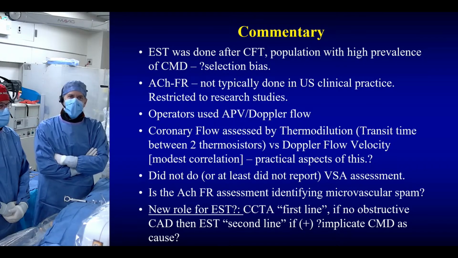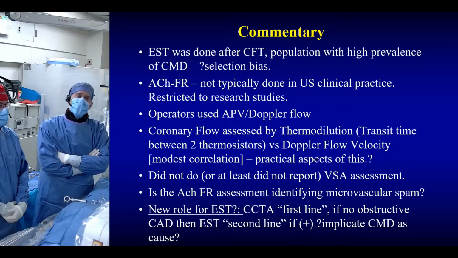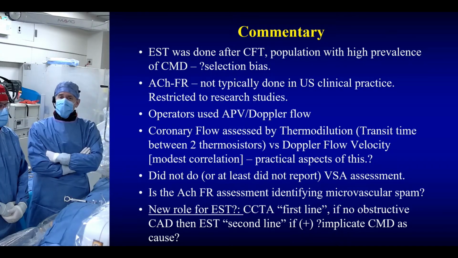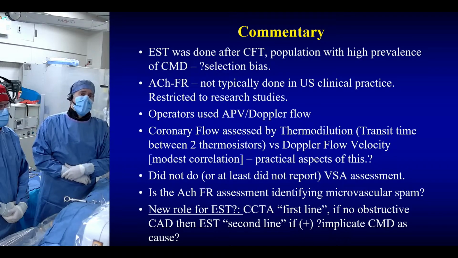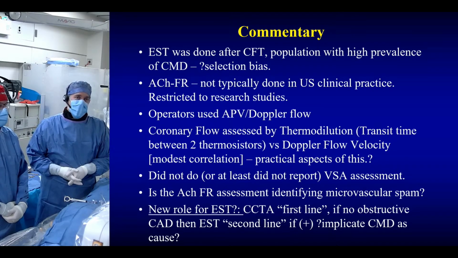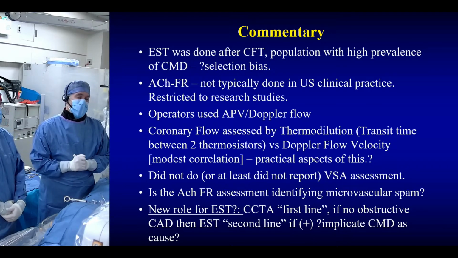There's a very high prevalence of coronary microvascular dysfunction. The acetylcholine fractional reserve that they did, we don't typically do in the United States, at least we don't typically do it at this center or in the US, and it's really restricted to research studies. And the operators also used average peak velocity, and this is a Doppler flow wire.